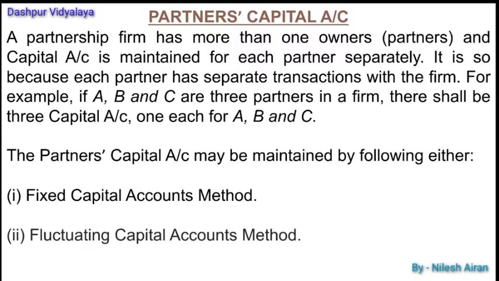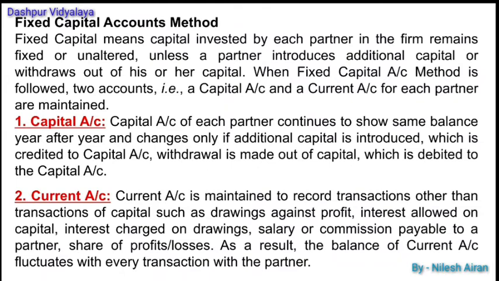There are two methods by which the capital accounts of the partners are maintained. The first one is the fixed capital account method and the second one is the fluctuating capital method. Under the fixed capital method, the capital of the partner remains fixed. That is why it is called the fixed capital method. Under this method, two accounts are prepared: one is the capital account and the other is the partner's current account.